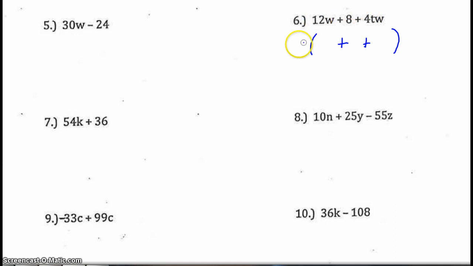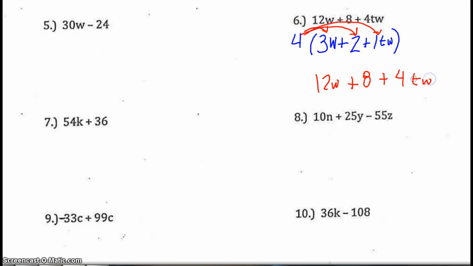I can see that 4 divides evenly into all of these. So 4, my w stays the same. 12 divided by 4 is 3. 8 divided by 4 is 2. And 4tw, 4 divided by 4 is 1. And the variables stay the same. And I can check again. 4 times 3, that's 12w, plus 4 times 2, that's 8. And 4 times 1tw, 4 times 1 is 4, tw. So I'm back where I started. Check my work.